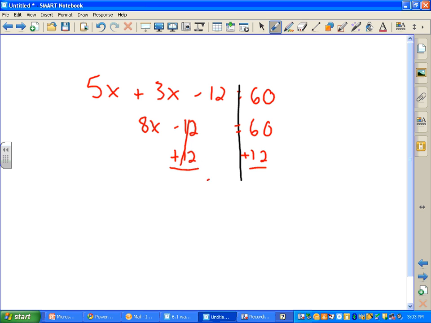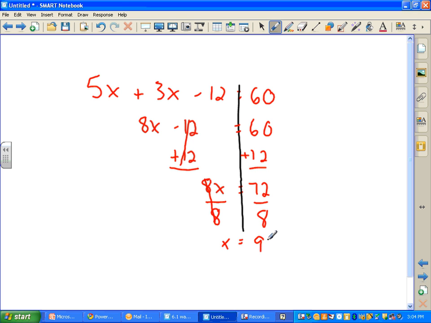So I'm left with 8x. On the other side, I have 60 plus 12, which will give me 72. So now I just have one step. I have a multiplication problem. So I'm going to do the opposite and divide by 8 on each side. And 8 divided by 8 is 1. 1 times x is x, so that's all I have left on the left side. 72 divided by 8 is 9.